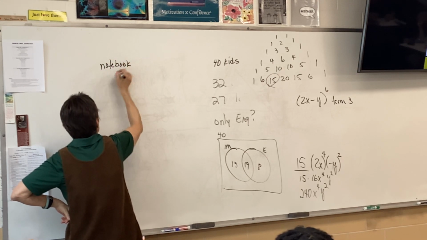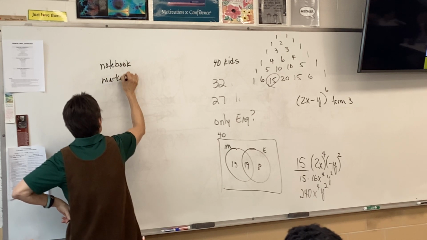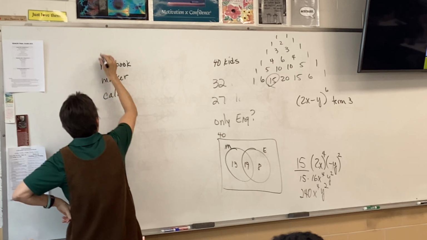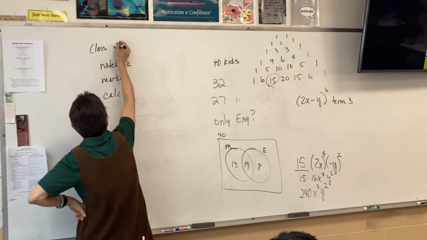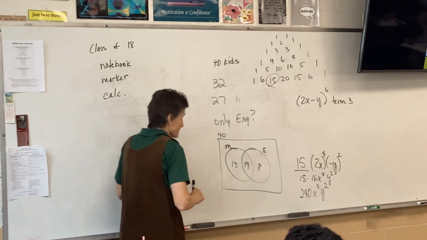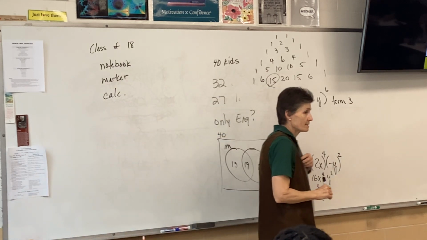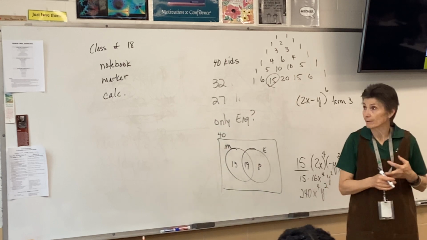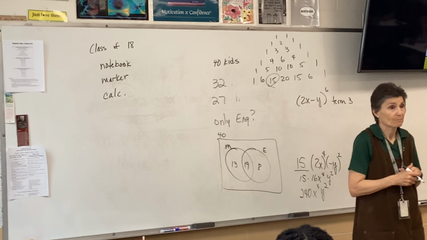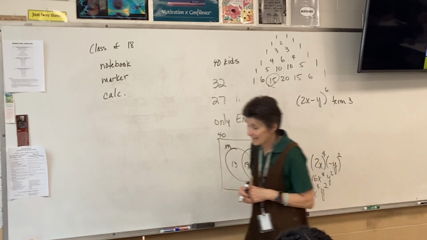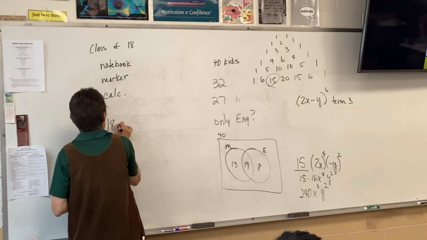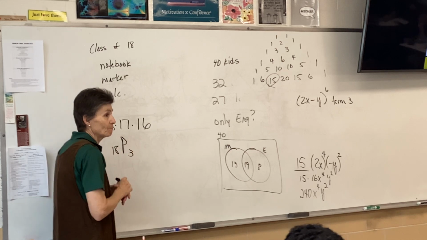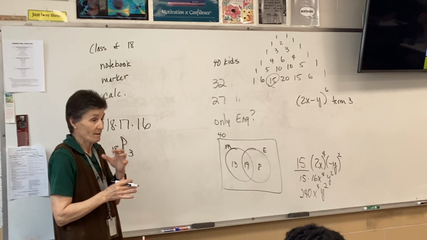Give away a notebook, a marker, and a calculator. I have a class of 18. How many ways can I do that? How many ways can I give away a notebook, a marker, and a calculator in a class of 18? 18 times 17. Okay, that's exactly right. You can do it that way. 18 times 17 times 16. Or you can think of it as 18P3. Either one of those is okay.